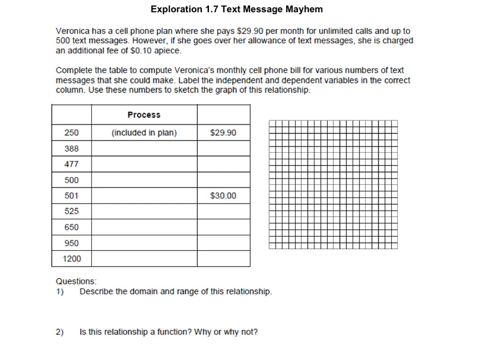Veronica has a cell phone plan where she pays $29.90 per month for unlimited calls and up to 500 text messages. However, if she goes over her allowance of text messages, she is charged an additional fee of 10 cents apiece. Okay, most of you probably have unlimited texting now. This worksheet is several years old. Whenever I first got a phone, I did have to pay 10 cents a text, and so that added up really quickly. Thankfully, nowadays they have unlimited everything, but we're still going to do this problem because it's a good example of what a piecewise function looks like.